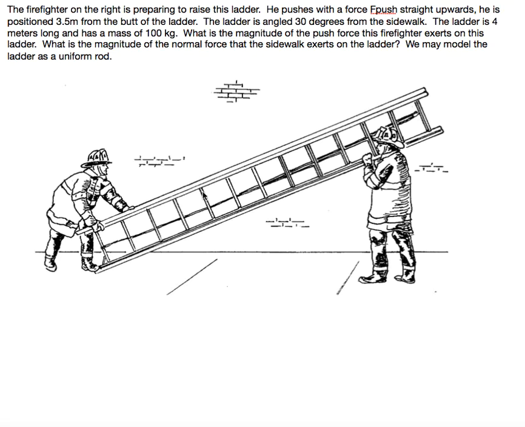The firefighter on the right is preparing to raise this ladder. He pushes with a force F push straight upwards. He is positioned 3.5 meters from the butt of the ladder. The ladder is angled 30 degrees from the sidewalk. The ladder is 4 meters long and has a mass of 100 kilograms.